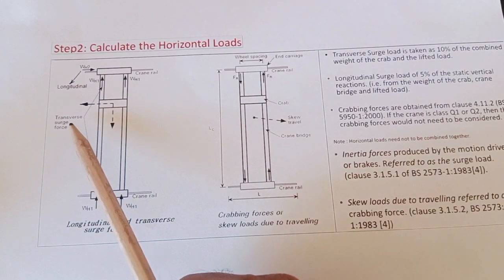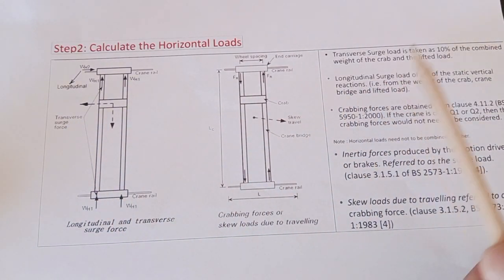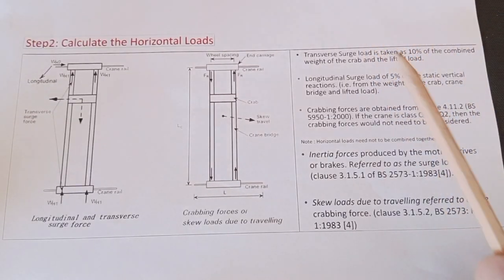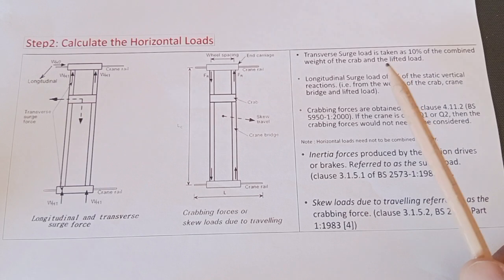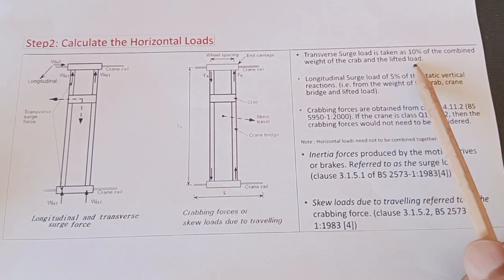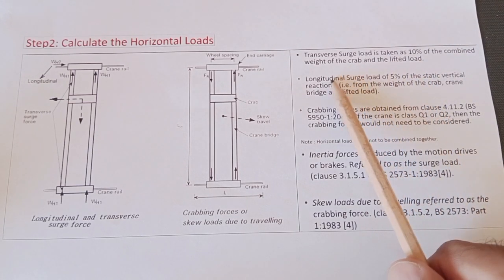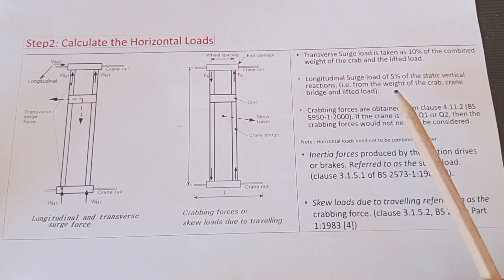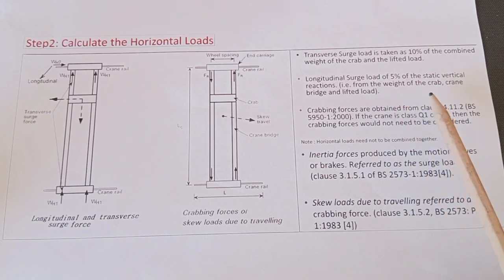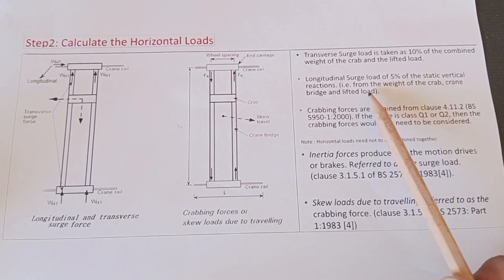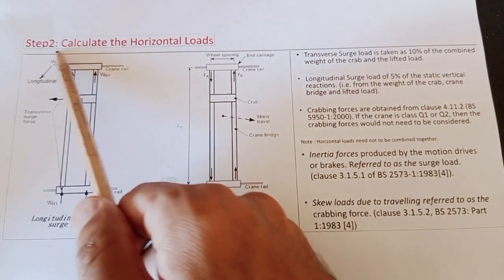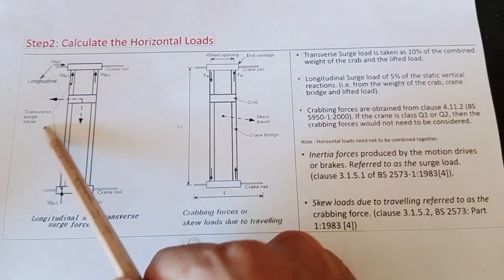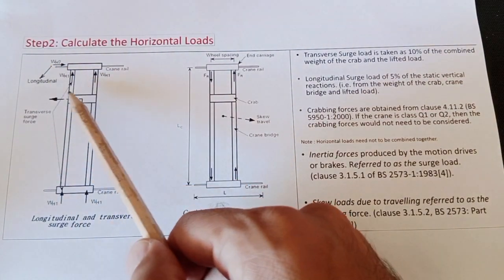For transverse surge load, it is 10% of the combined weight of the crab and the lifted load. But for longitudinal load, surge load is 50% of the vertical reaction. It is from the weight of the crab, crane bridge, and lifted load. Here we have longitudinal load and transverse load, that is WH1 and WH2.